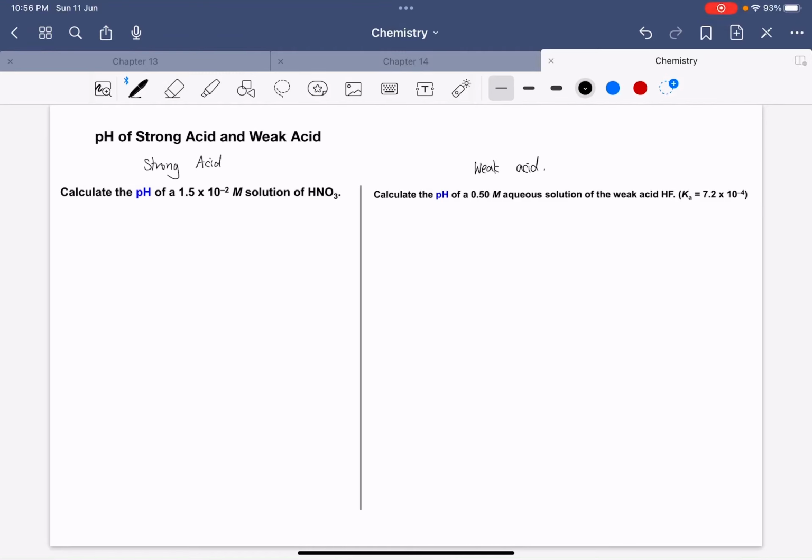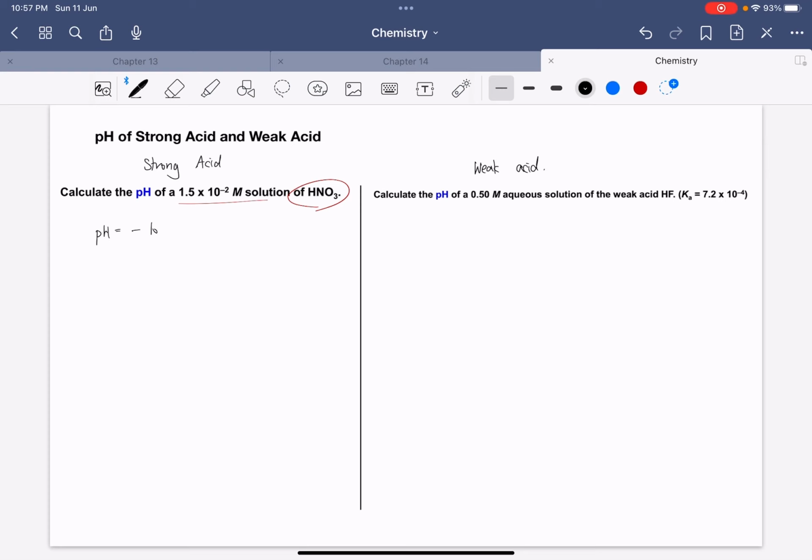So in this video, we're going to talk about how to calculate the pH of a strong acid and a weak acid. First, we have a strong acid on the left-hand side, and we need to calculate the pH of a nitric acid. And we're told that the concentration of the acid is this. So this is a pretty simple question. You just need to use this equation.